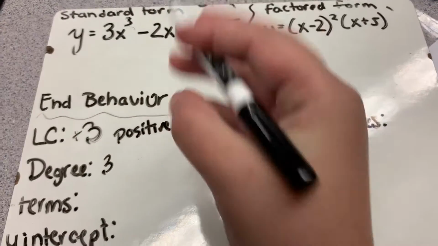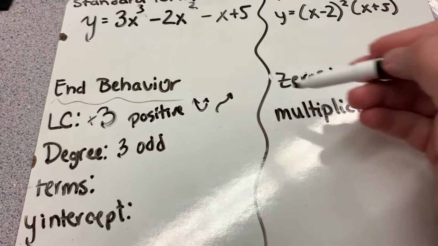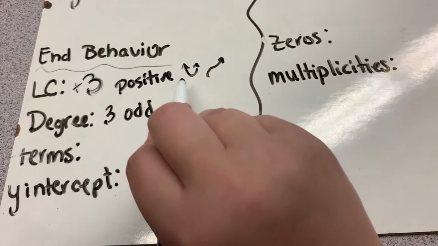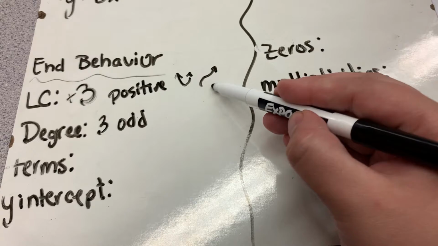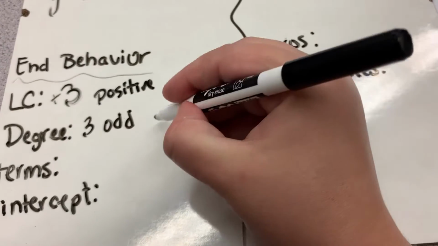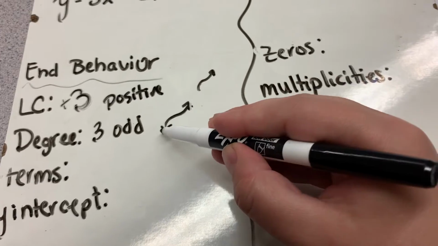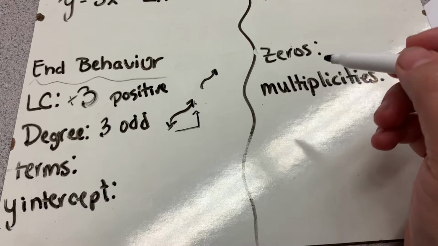So the degree is 3, which is odd, which tells me that the end behavior is going to go in opposite directions. So these go in the same direction. This is an even degree. This is an odd degree. So my graph is going to look something like that. Opposite directions, and it's going positive. As x increases, y increases.